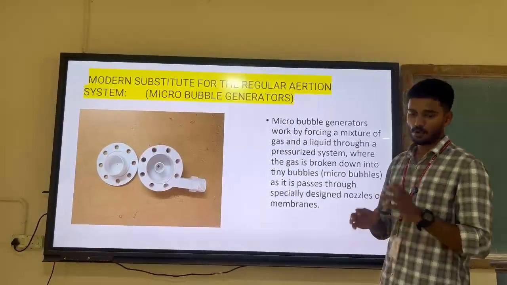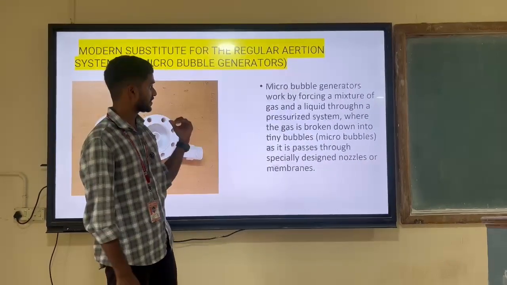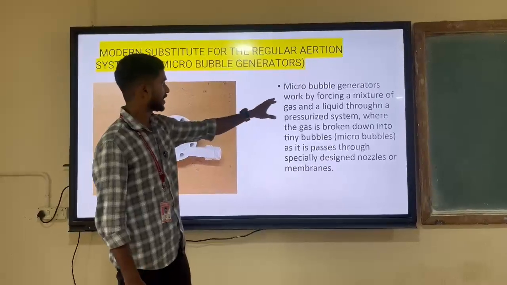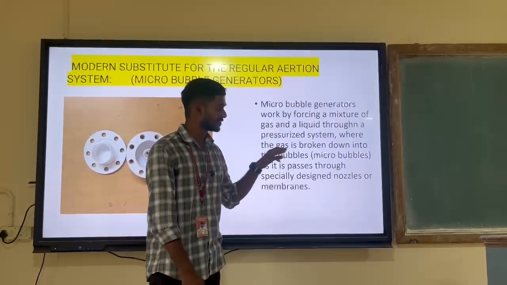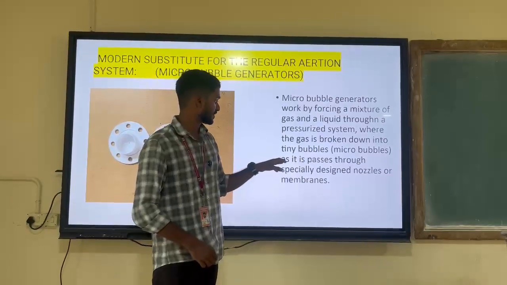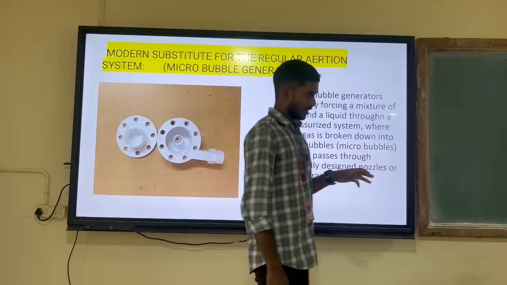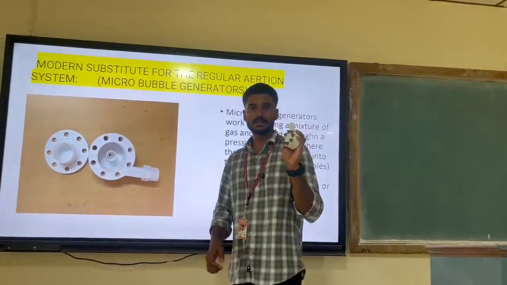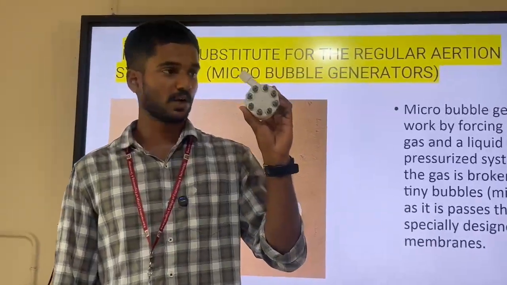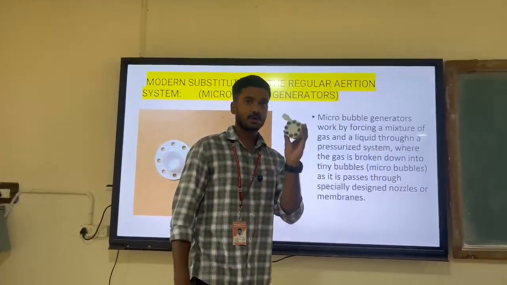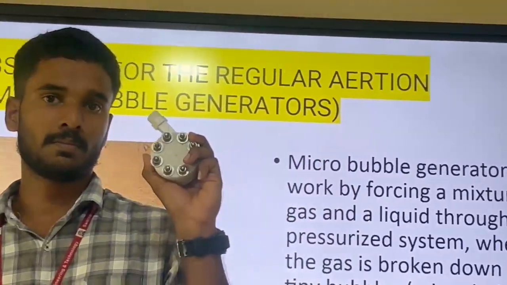Seeing all these problems, we came up with a modern substitute, the microbubble generator. The microbubble generator works by forcing a mixture of gas and liquid through a pressurized system, where the gas is broken down into tiny microbubbles as it passes through specially designed nozzles or membranes. This prototype in my hand is the ultimate solution for the problem faced by many aqua farmers. This is the microbubble generator, and it is going to solve the modern problems faced by the farmers.